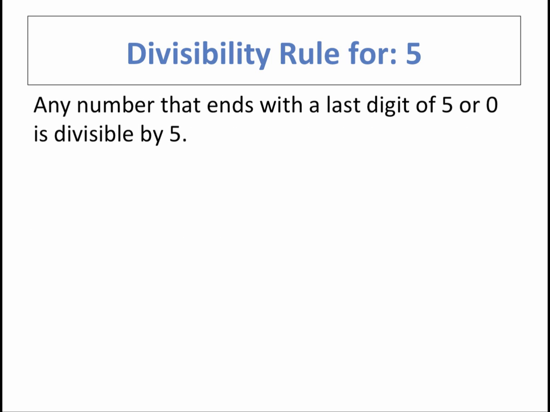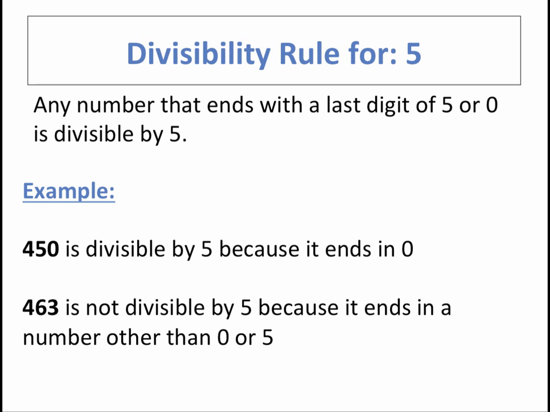And if we find a counterexample that doesn't work, 569, 69 is not divisible by 4, so neither is the larger number. Most of us figure out in elementary school that anything that ends in 0 or 5 is divisible by 5. So 450 is divisible by 5 because it ends in a 0, and something like 463 will not.